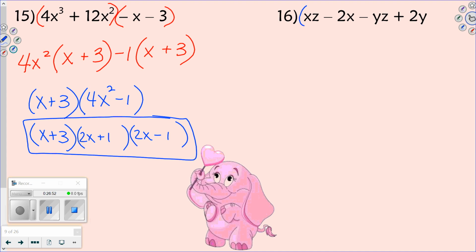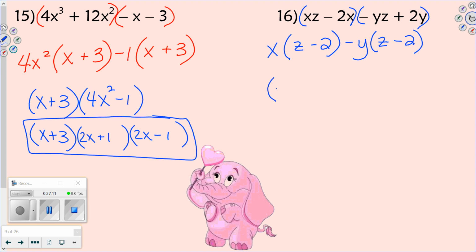All right, group the first two, group the last two. GCF in the first set, we should have taken out an x. We're left with z minus 2. GCF in the second set, you should have taken out a negative y. Left with z minus 2. Your common factor was z minus 2. And then the leftover stuff would be just x minus y.